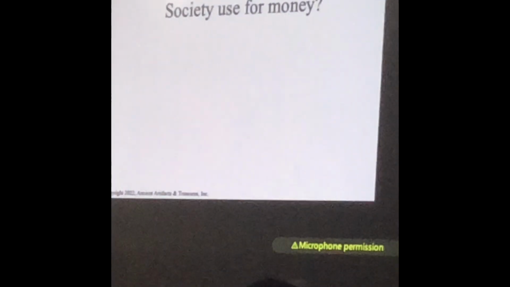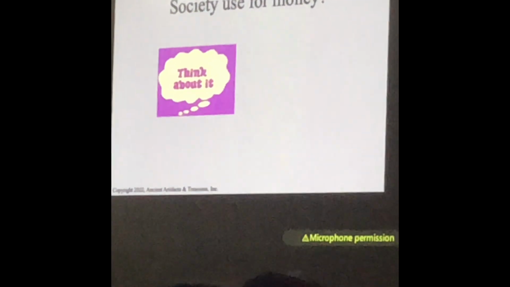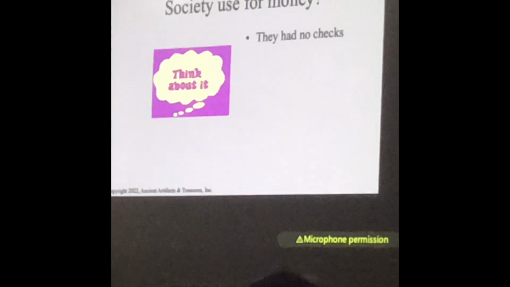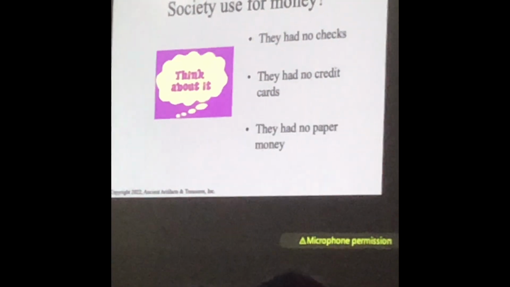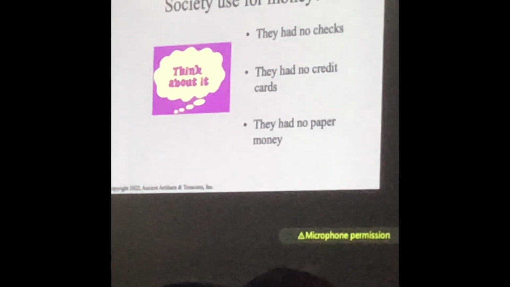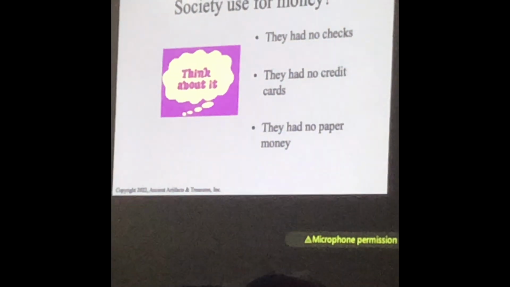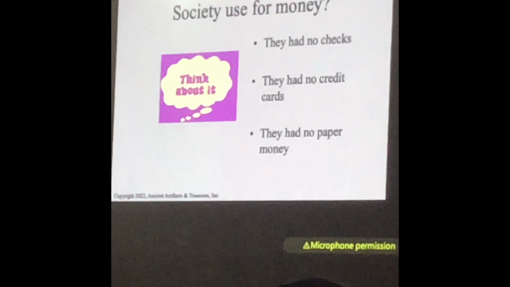Okay, what did medieval society use for money? Well, think about it. They didn't have any checks. They didn't have any credit cards. And they didn't have any paper money. So everything that they did was coins. And those coins were gold, silver, and bronze.